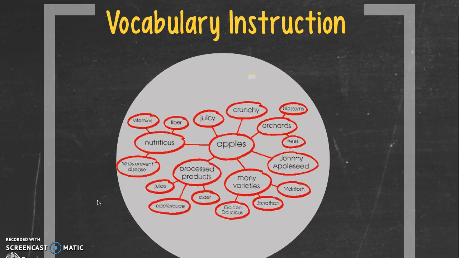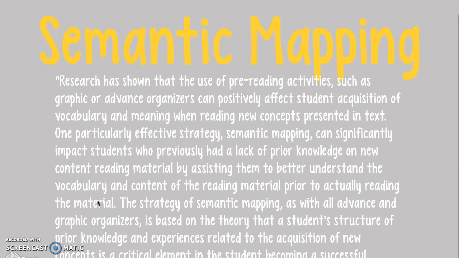Here I have a diagram. I want you to take a moment to look at this diagram and see if you can identify the strategy that is being used. If you guessed semantic mapping, you are correct. Semantic mapping is basically where you focus on a particular topic or vocabulary word, and the student then uses their schema or background knowledge in order to give information about that topic.